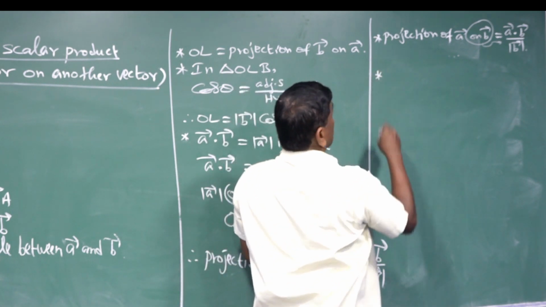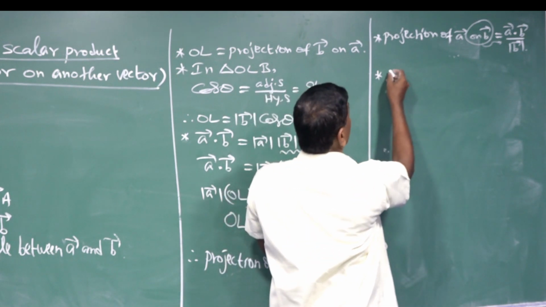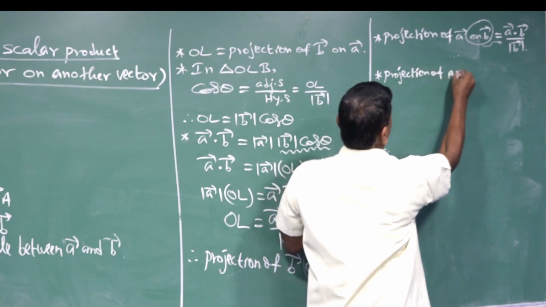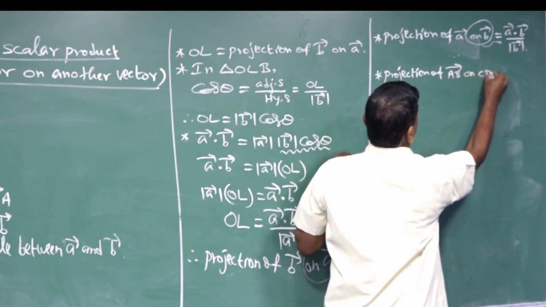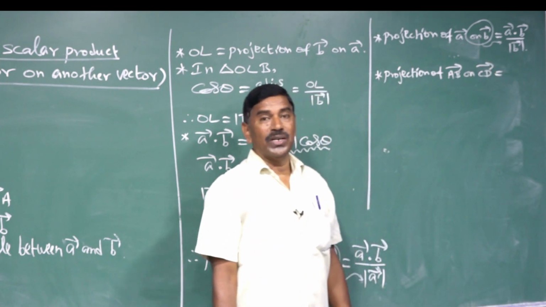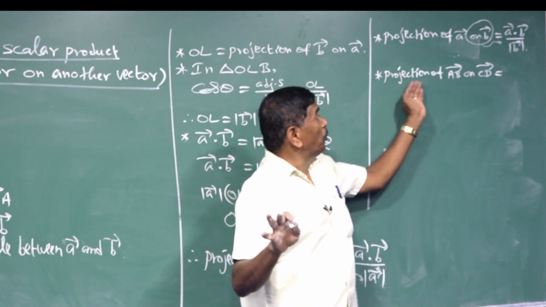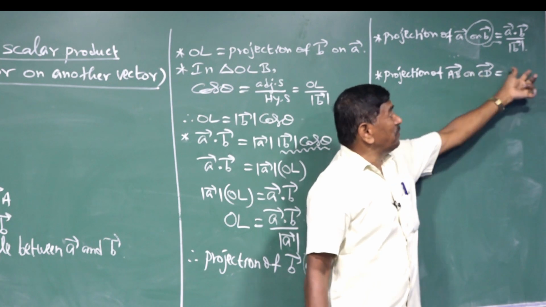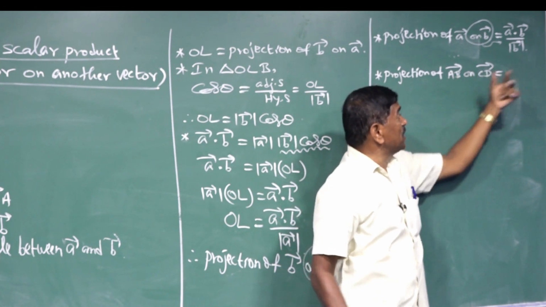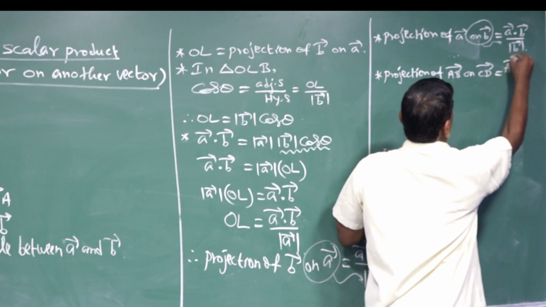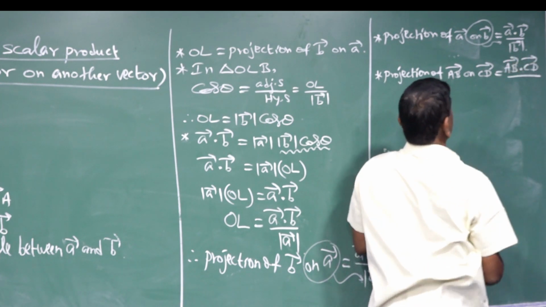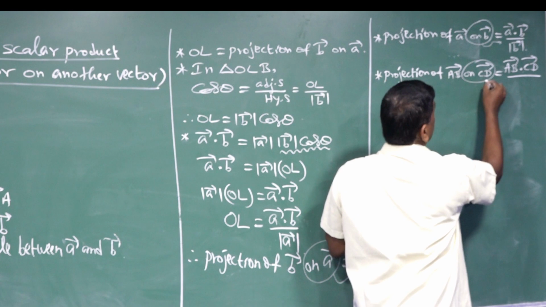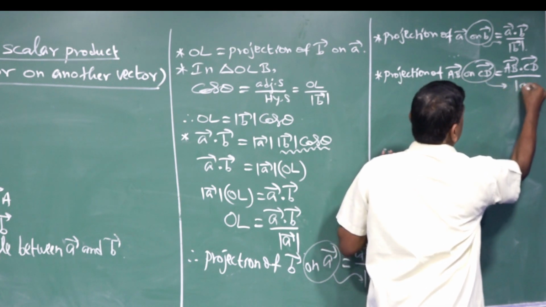Okay, similarly, suppose I change the keyword. Listen. Projection of AB vector on CD vector, which is equal to, anyone? Very good. Projection of AB vector on CD vector is equal to, the numerator is the dot product of these two. That is, AB vector dot CD vector, divided by, what is the denominator? Very good. The "on" keyword comes in the denominator, that is modulus CD vector. That's all.